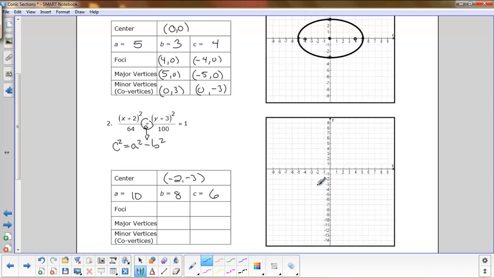So I'll go over to my center, and now I will count the number of units in each direction in order to find my critical values. A is located underneath the y value. That means I have a vertical ellipse, so I'll count up and down 10 units. B is located under the x value, so I will count left and right 8 units. And the foci are located in the exact same place as the major axis, so I'll count up and down 6 units. Finally, I will fill in my ellipse.